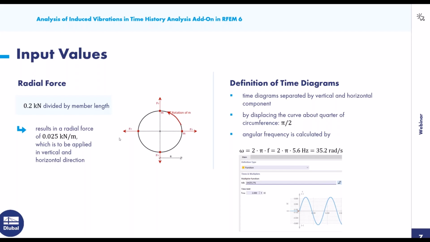As you know, I said that we have 5.6 hertz as induced vibration. So these 5.6 hertz, I just have to convert to 35.2 rad per second, because I need this value for the input of the function, or of the time function.